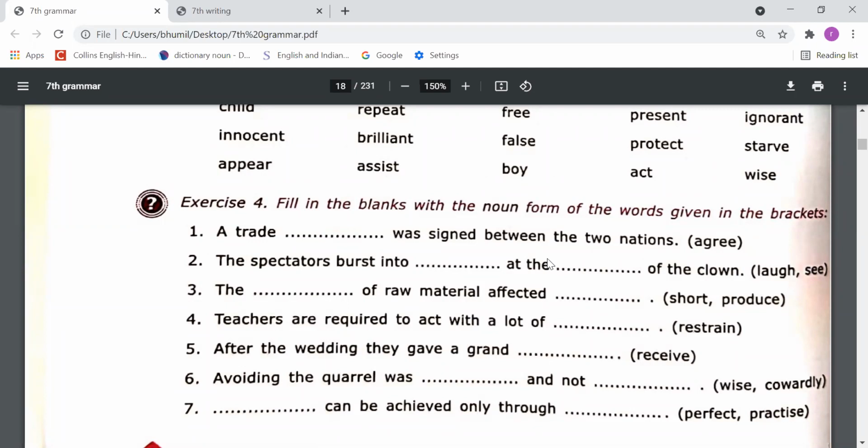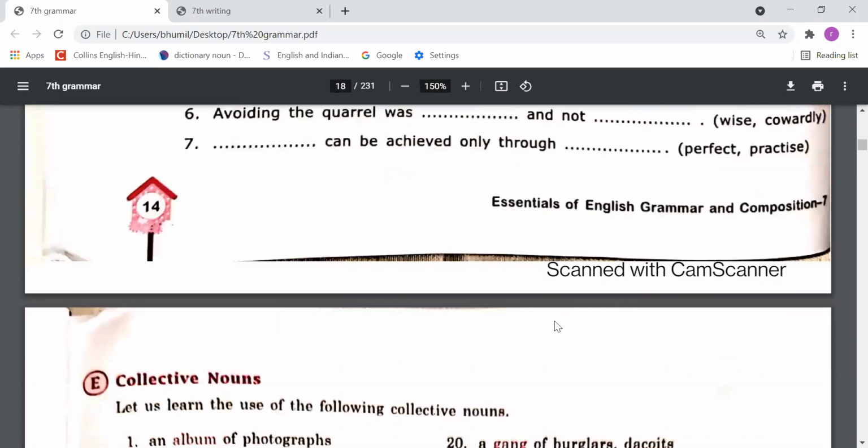Teachers are required to act with a lot of blank. We need to mention here: teachers are required to act with a lot of restraint, right? Next, after the wedding they gave a grand blank, receive. So according to receive we need to fill here: after the wedding they gave a grand reception, right? So in this way dear students you have to do this exercise.